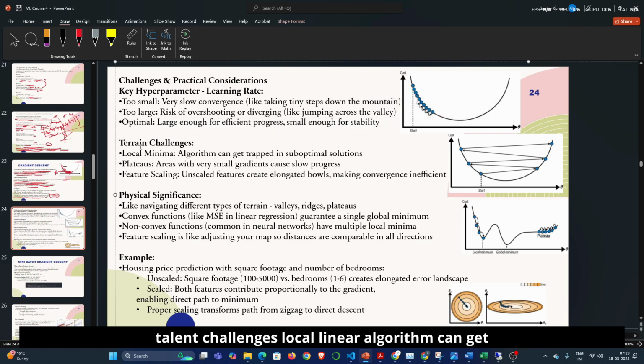Makes sense. Terrain challenges. Local minima: the algorithm can get trapped in a suboptimal solution. So for the optimizer, it will say that it's the global minima, but in actuality it's a local minima. It has a very small gradient, causing small progress. If it is a flat surface, there are high chances that it will make small progress because for it, it's right. It will think it's the global minima. Again, conditions are similar, but in actuality it is not.